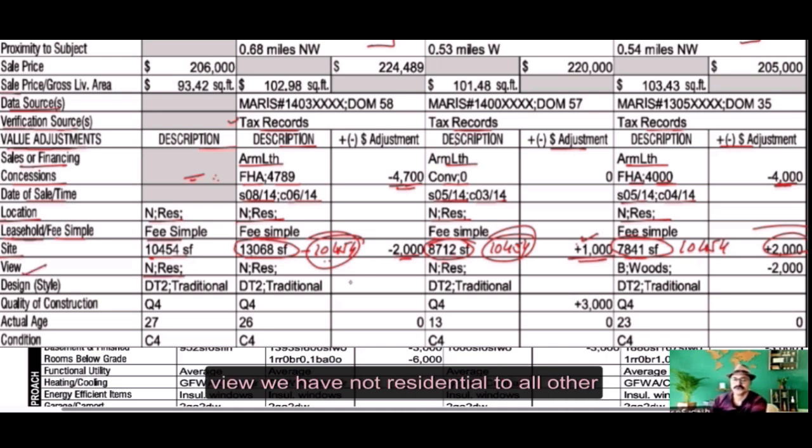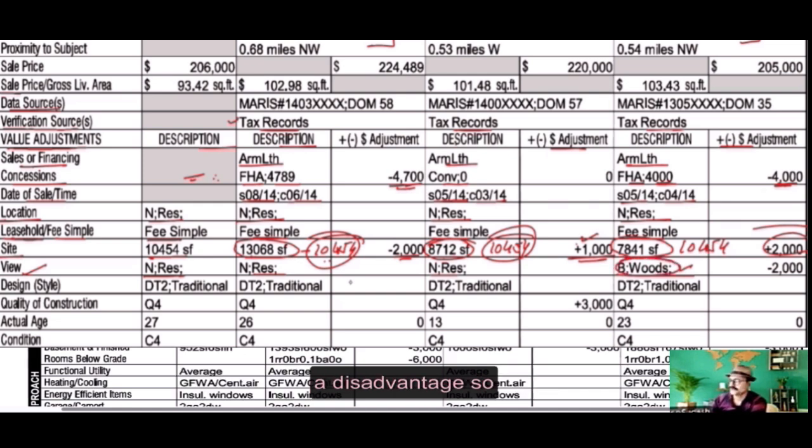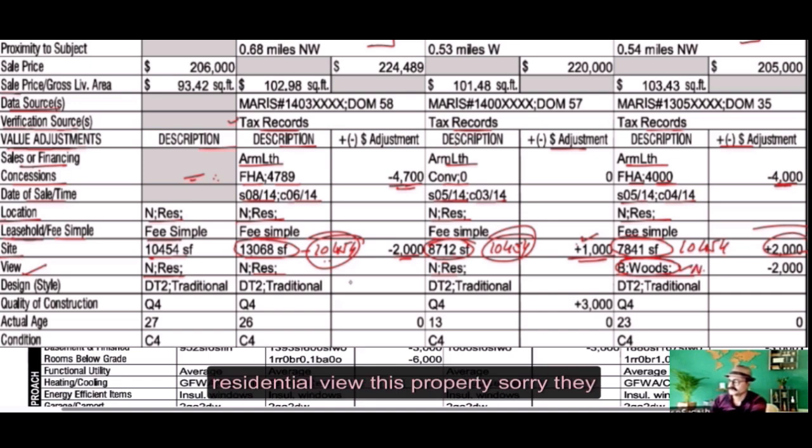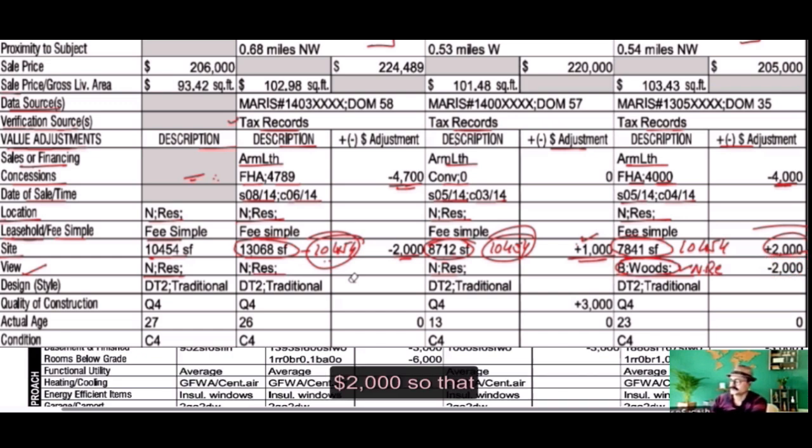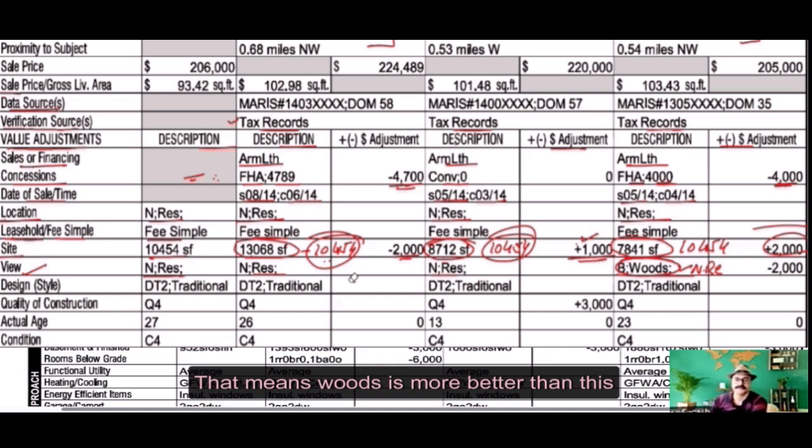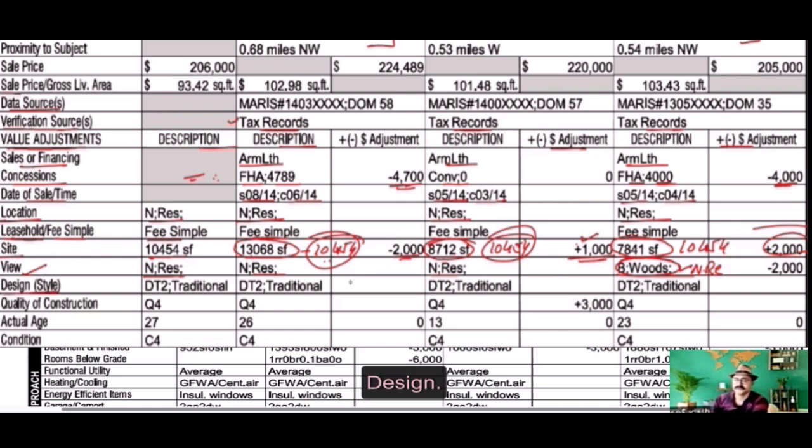Now the view. We have north residential, so all other properties have north residential except this one. They are telling this property maybe faces the woods, maybe forest. If you stand in front of the property, you will see the woods. Because this property has a disadvantage, if it had a north residential view, the value would have decreased by $2,000. So that means the woods view is better than the north residential. Is that clear? Yes.